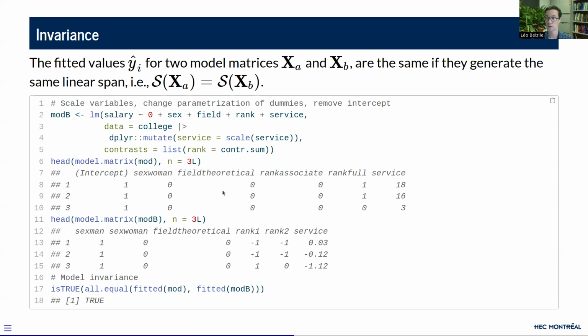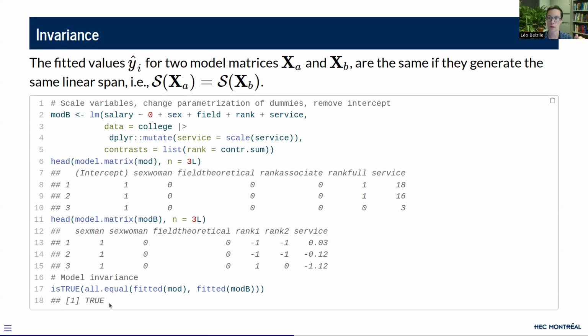These are linearly equivalent. They generate the same span because these are all linear transformations of columns, combinations of columns. And so when I fit both models and look at their fitted values, their predictions, you can see on line 17, I check: is it true that they're equal? Both of them are, and it is indeed the case.